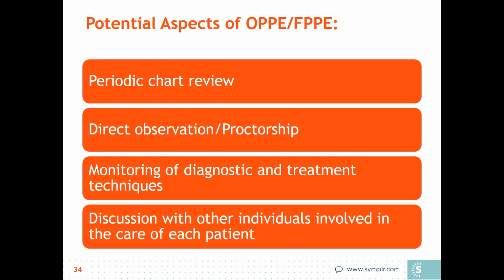So the Joint Commission has what they call potential aspects of OPPE and FPPE. So things that can be done are periodic chart reviews, direct observation and proctorship, monitoring of diagnostic and treatment techniques, and discussion with other people involved in the care of the patient. One thing that I might caution is if you're going to be using this section about documenting other individuals involved in the care of the patient, which is a really great thing to do.